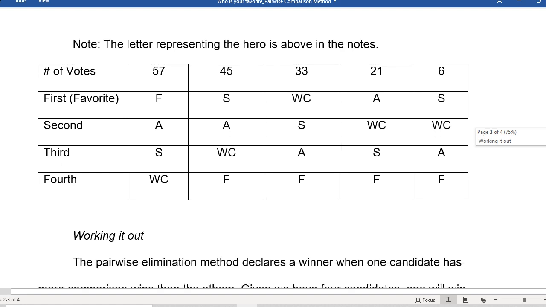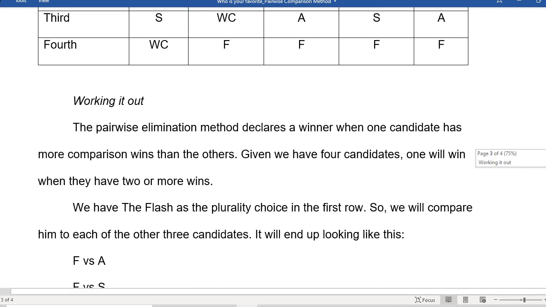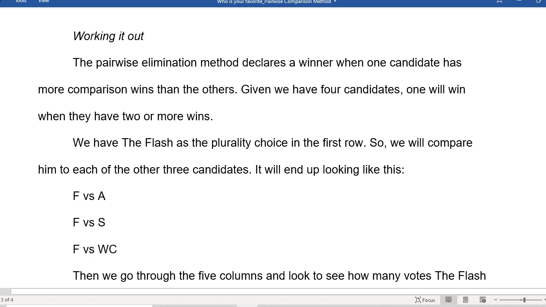Again, this is the same table that we've been using for all of the video series. So here we have Flash, Arrow, Supergirl, and White Canary getting 57 of the votes. And then again, 45 rank ordered this way, 33 rank ordered this way, 21 this way, and 6 this final way right here. Now, there are actually several other possibilities, but nobody voted for those possibilities, so they don't show up. All right?